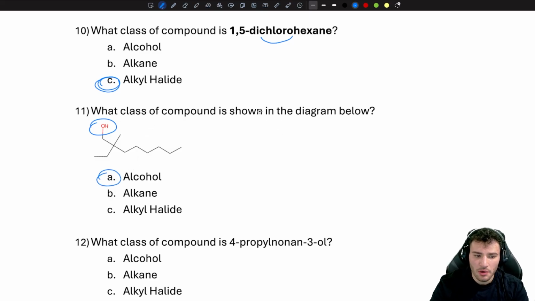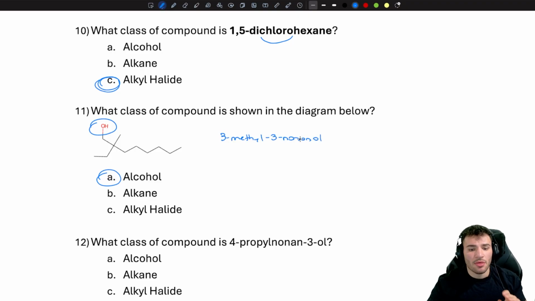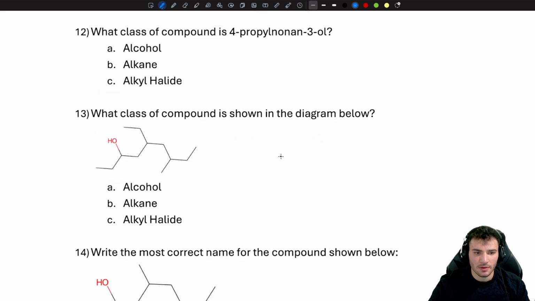And again, I know I just asked you to find the class of compound, but try to pause the video, try to figure out the name of the compound, and if you were to do it, you should get the name 3-methyl-3-nonenol. It's a mouthful, but you get the point. Number 12, what class of compound is 4-propyl-nonenol? Very similar to the previous problem, but I see this "ol," and I know it's an alcohol.